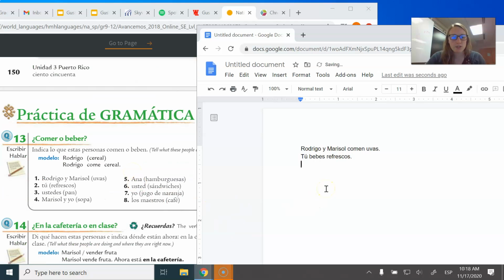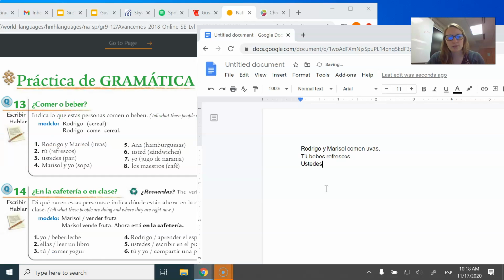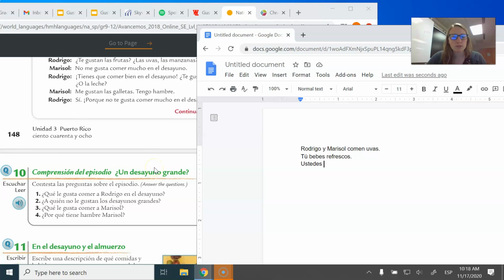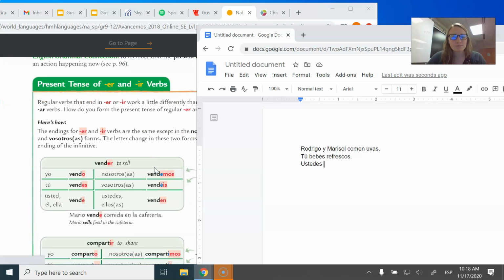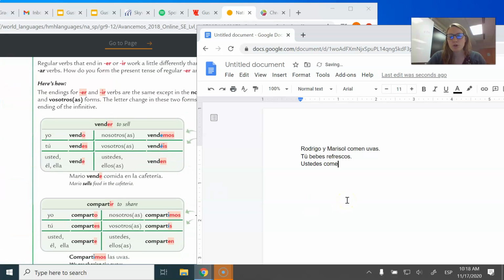Muy bien. Número 3. Ustedes and pan. So you eat bread, right? So how are we going to conjugate comer? Look back at the chart. Ustedes comen pan.